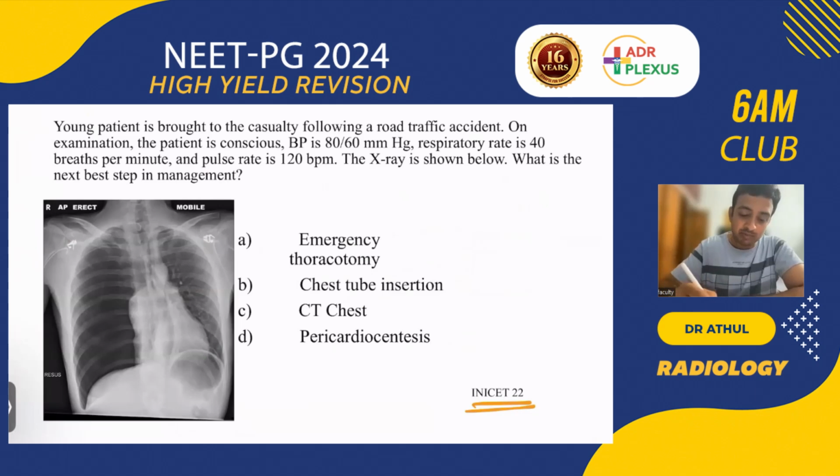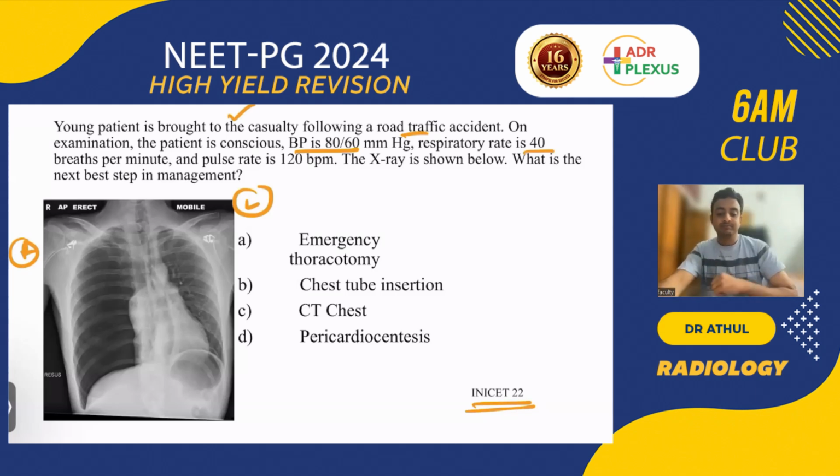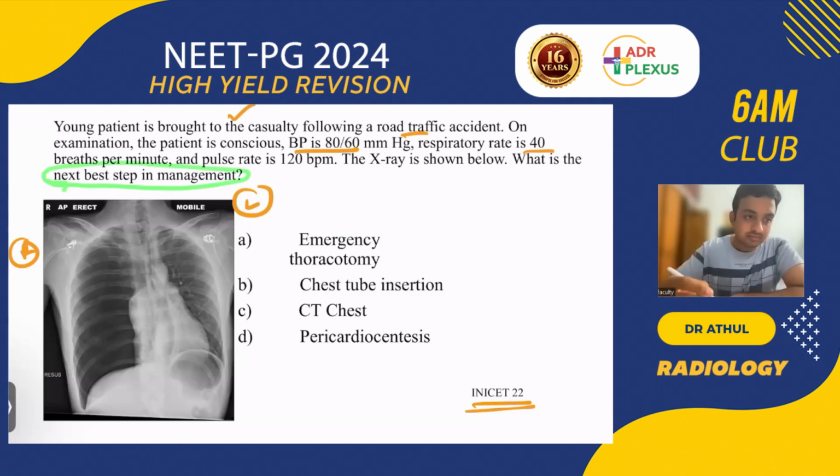So this is a young patient who was brought to the casualty following an RTA. His BP was 180/60, respiratory rate was 40, and an X-ray is given. What is the diagnosis here? Please everyone try to comment the diagnosis. This is the right side, this is the left side. Which side is pathological in this radiograph? Excellent. You have to know this, because without knowing this you should never go to exams.